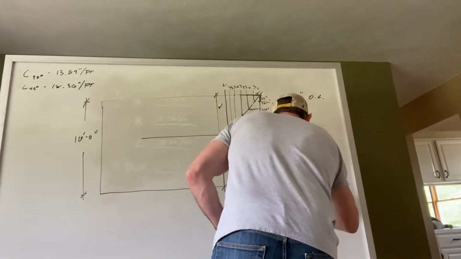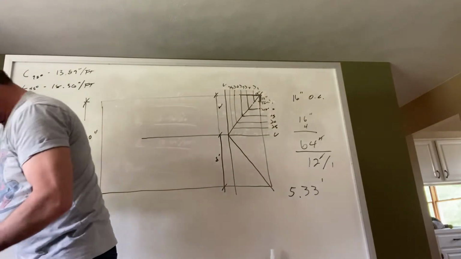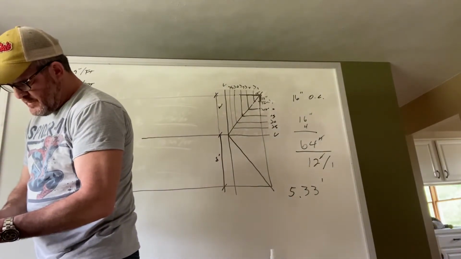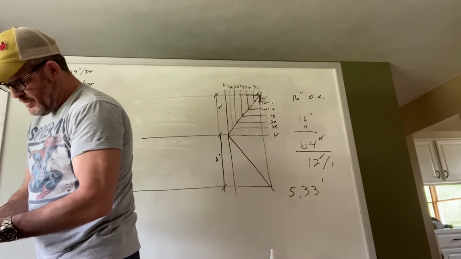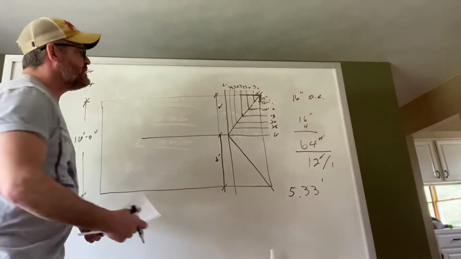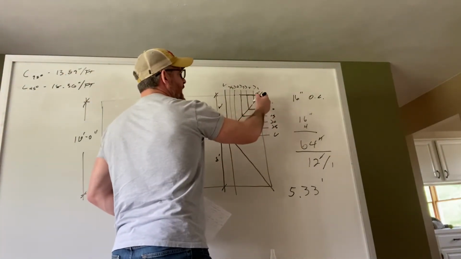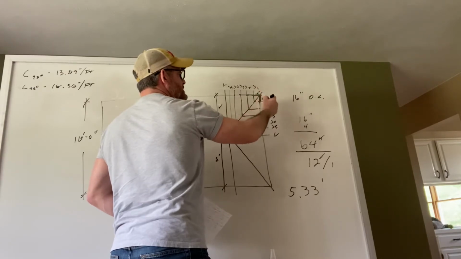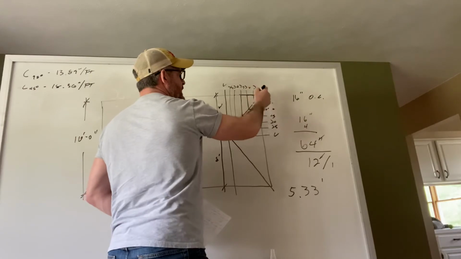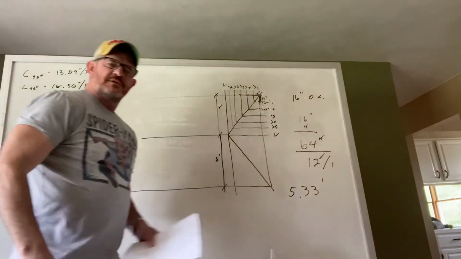Sorry, 64 divided by 12, 5.33 feet. And I'm able to check that on my calculator. Yep, 5.33 feet. Okay, and again, what's important there is that it's based on our on-center spacing. If it were 24 inches, that would be 2 foot, because this leg would be 2 foot. That would be 48, because this leg would be 48. Okay, so whatever spacing I've got there tells me what my run is going to be.